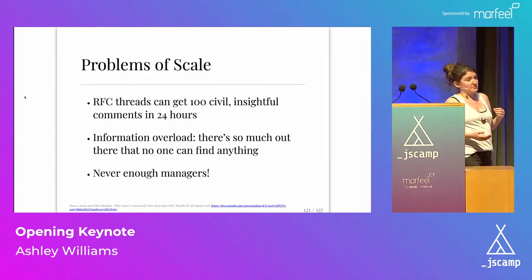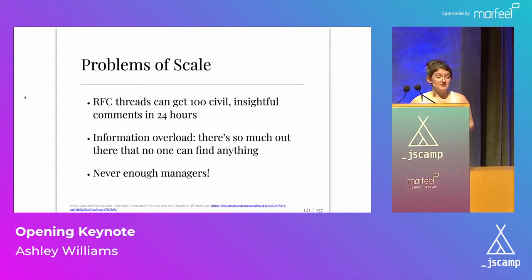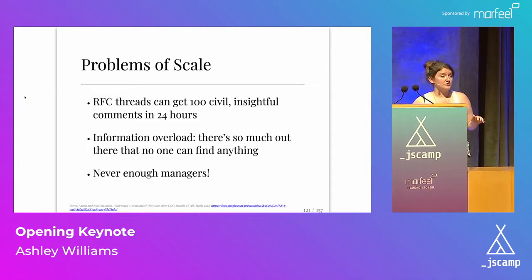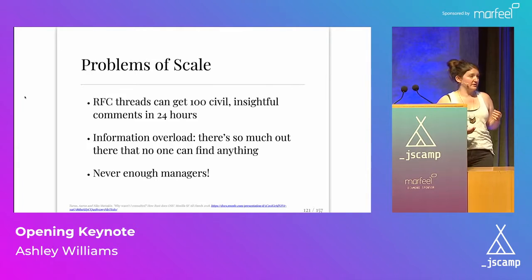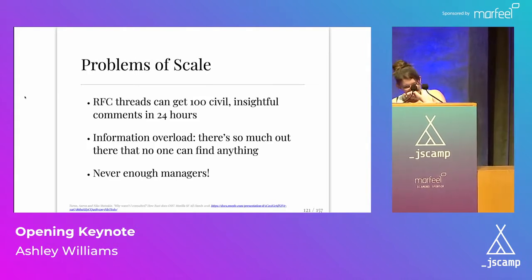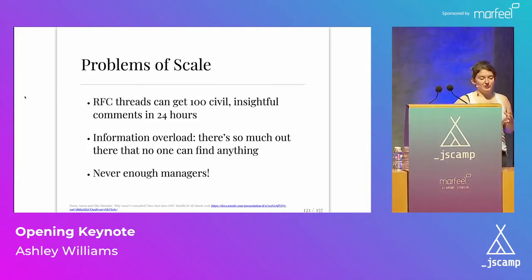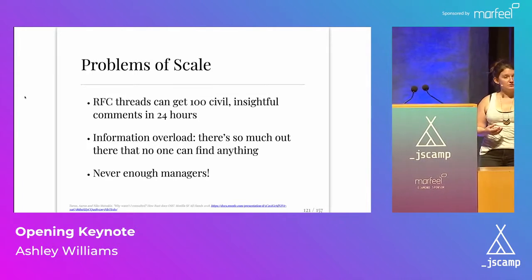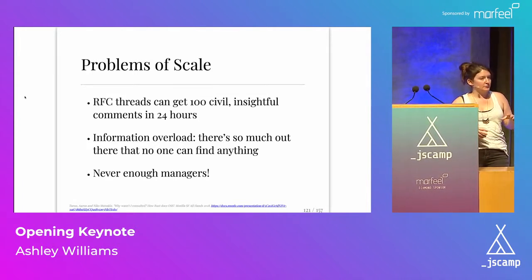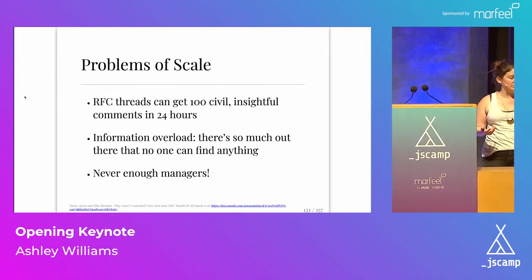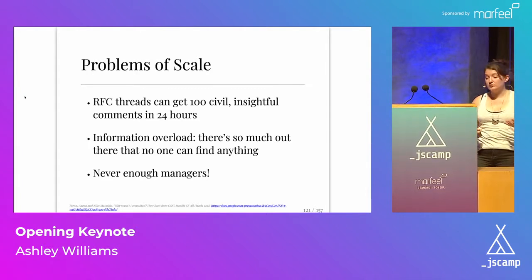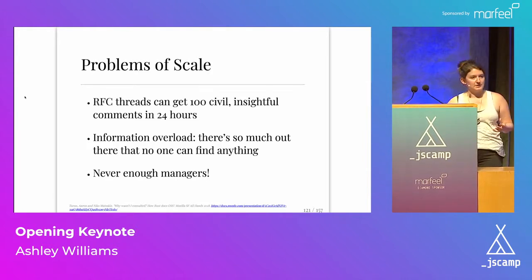So we have epic problems of scale with this. RFC threads can get 100 civil, insightful comments in around 24 hours. And that's not even accounting for all the ones that are uncivil and uninsightful. There's a ton of information overload, and that's not just for the maintainers, it's also for the community. It can be incredibly overwhelming to say, oh my gosh, how many features are in flight? There's 80 RFCs I have to look at, and each of them have 200 comments. How am I supposed to keep up?